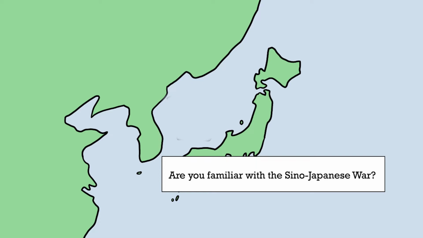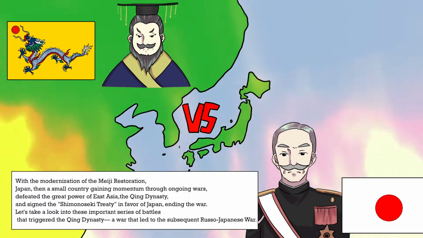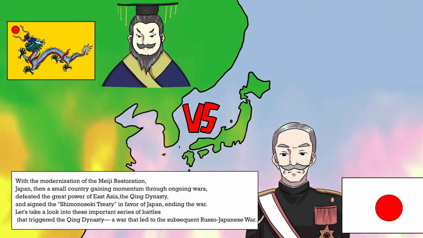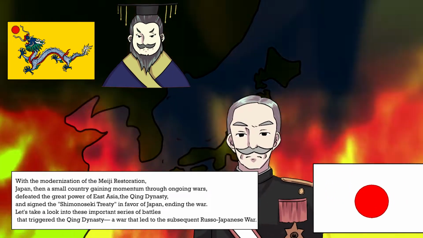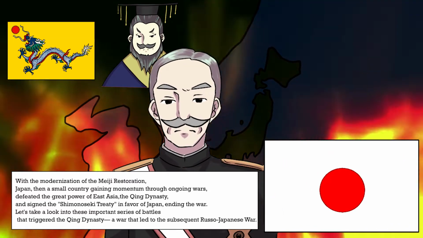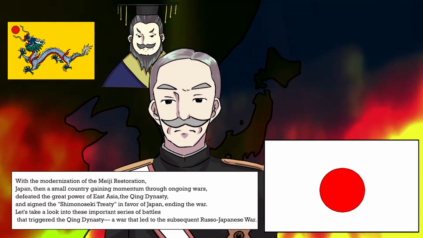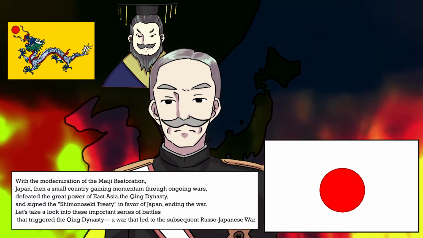Are you familiar with the Sino-Japanese War? With the modernization of the Meiji Restoration, Japan, then a small country gaining momentum through ongoing wars, defeated the great power of East Asia, the Qing Dynasty, and then signed the Shimonoseki Treaty in favor of Japan, ending the war. Let's take a look into these important series of battles that triggered the Qing Dynasty, a war that led to the subsequent Russo-Japanese War.